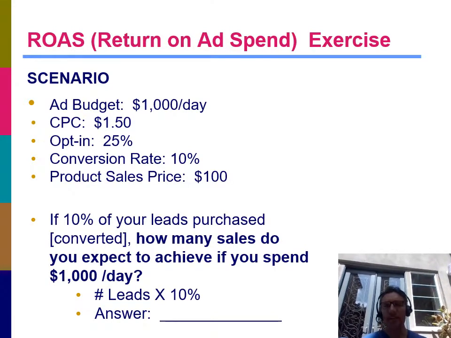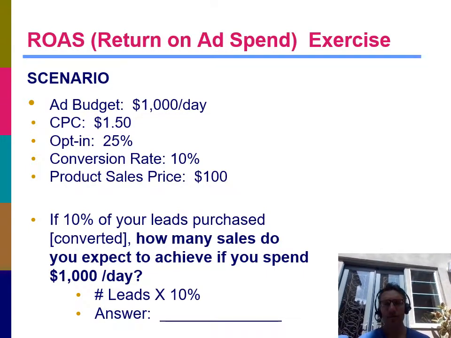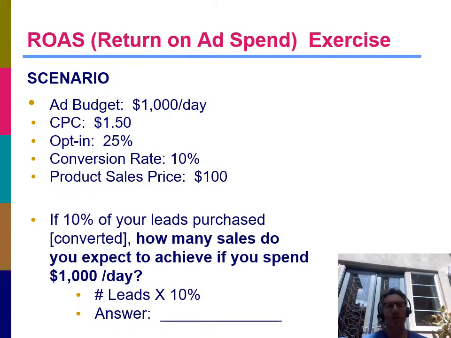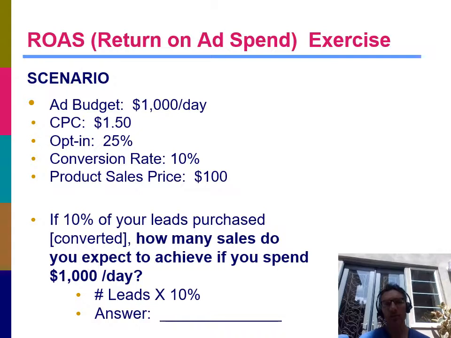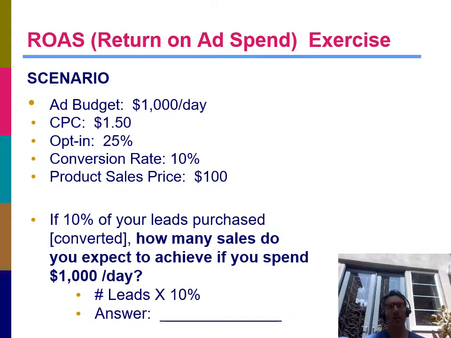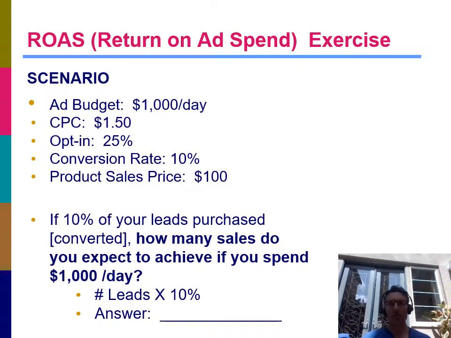So if we got 17 sales and our product sales price is $100, we know that our total volume sales would be 17 times 100, $1,700. So we sold 17 widgets, and at $100 a piece, we made a total of $1,700. So we're making $1,700 a day. So now we know how many sales we got and what our total dollar value is of those sales. Let's go on to the next step.